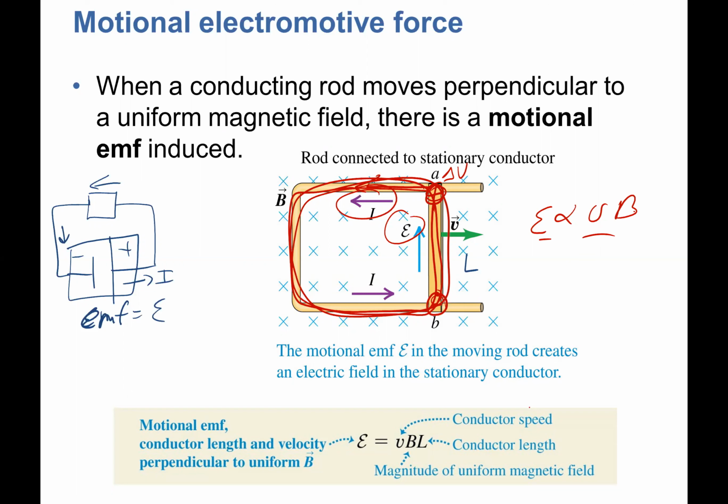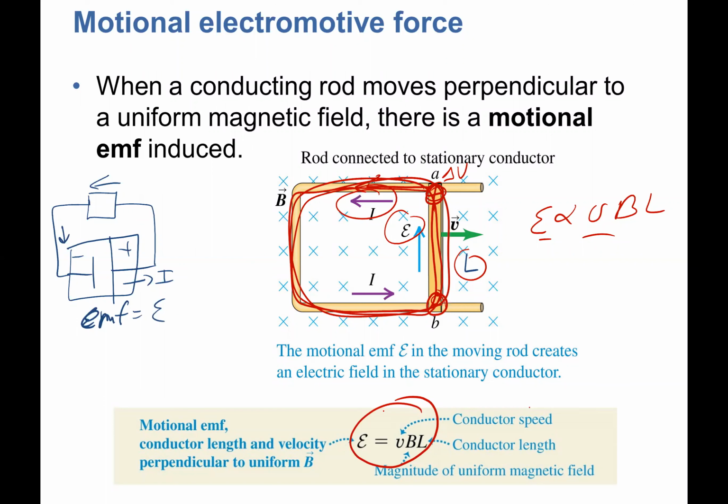Also, this conductor has to have length L so that the charges are separated. So it's also directly proportional to the length. So we get this equation. Again, it's an EMF source, but this is not a chemical-based EMF source. This is known as a motional EMF, where the conductor length, velocity, and magnetic field contribute into giving you EMF.